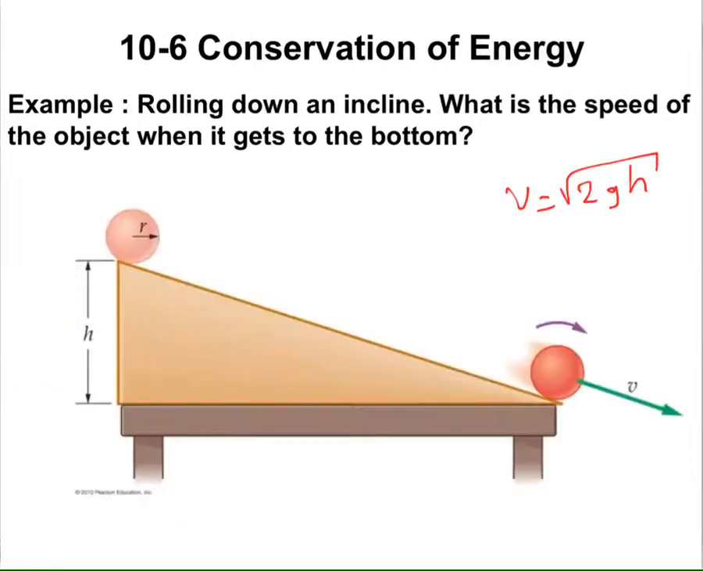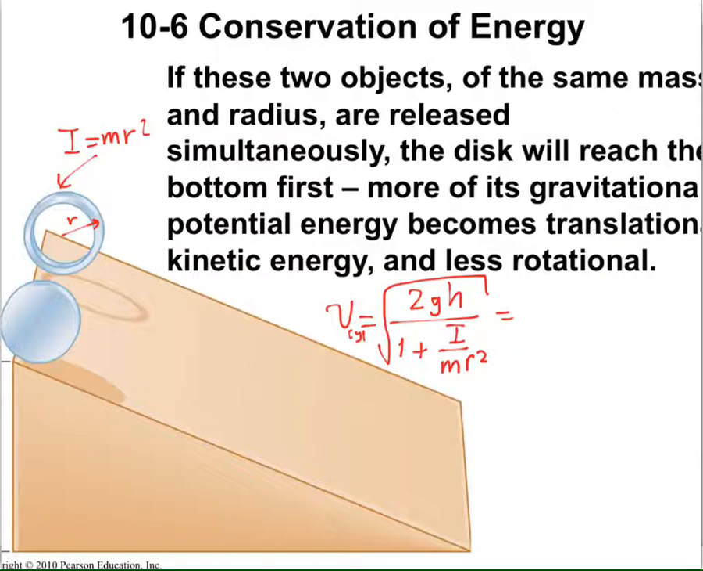So let's put these values in here. For the cylinder, this ratio is 1, right? Because I is equal to m r square. So 1 plus 1, we have 2 in the denominator. So we have 1 divided by square root 2, in square root 2gh, for the cylinder when it comes to the end of the inclined surface.